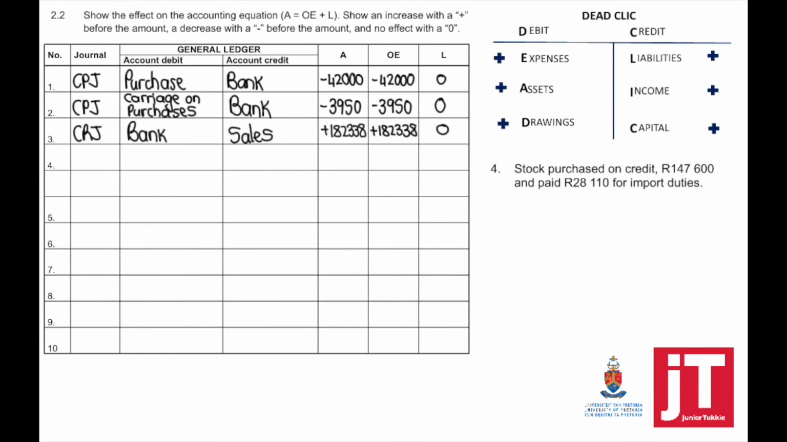Number 4, stock purchase on credit 147,600 and paid 28,110 for import duties. So first, what is happening here? When we're buying on credit, it means we owe money to our suppliers. It will be recorded in my creditors journal. From the creditors journal, creditors control is always going to be credited.